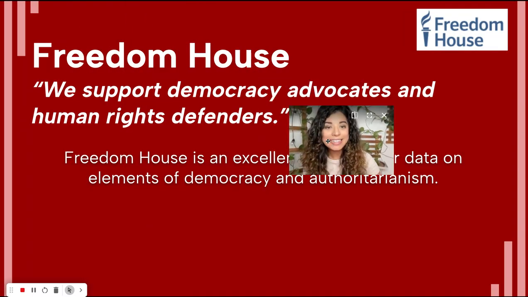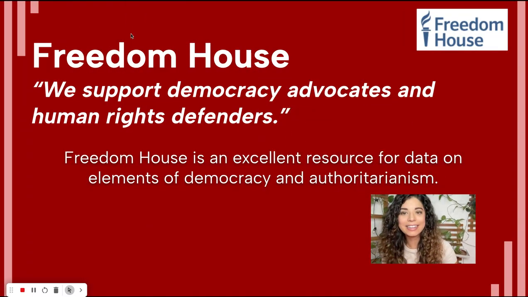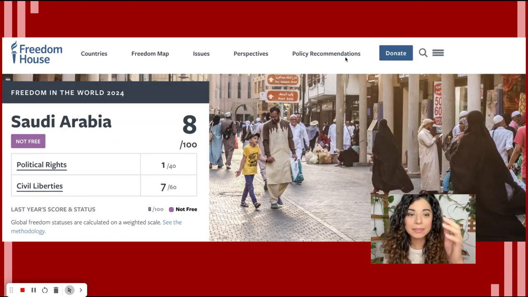So this, I'm going to introduce you guys briefly to a source called Freedom House. This comes from their website. We support democracy advocates and human rights defenders. So this is such a great resource for just data and getting an overview of democracy and authoritarianism in different countries from around the world. So this is what it looks like.